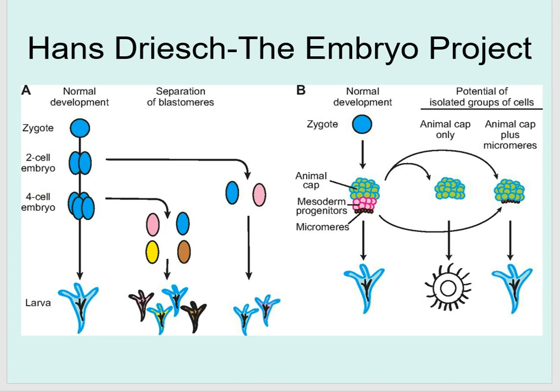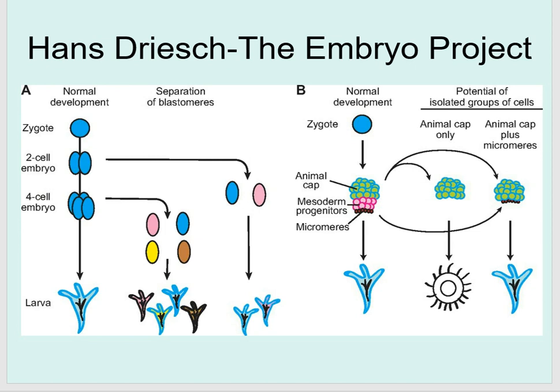This process was studied by many embryologists and developmental biologists throughout the 19th century, as well as the 18th century. There was an embryo project published in 1935 by Hans Driesch, a German embryologist, who did some very simple but really cool experiments. He took sea urchins and looked at their development from the original zygote, the first fertilized egg, all the way up to the full adult organism.